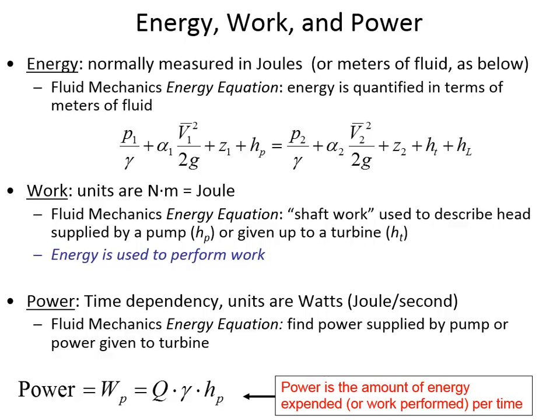The power equation that we'll use in either pumps or turbines is shown here. Power is the flow rate times the unit weight of the fluid times the pump head, and this is the pump power equation. We could write a turbine power equation just by substituting in H sub T instead of H sub P. Now this is not accounting for anything related to efficiency. Pumps and turbines are never 100% efficient, but if they were, this is the power equation.